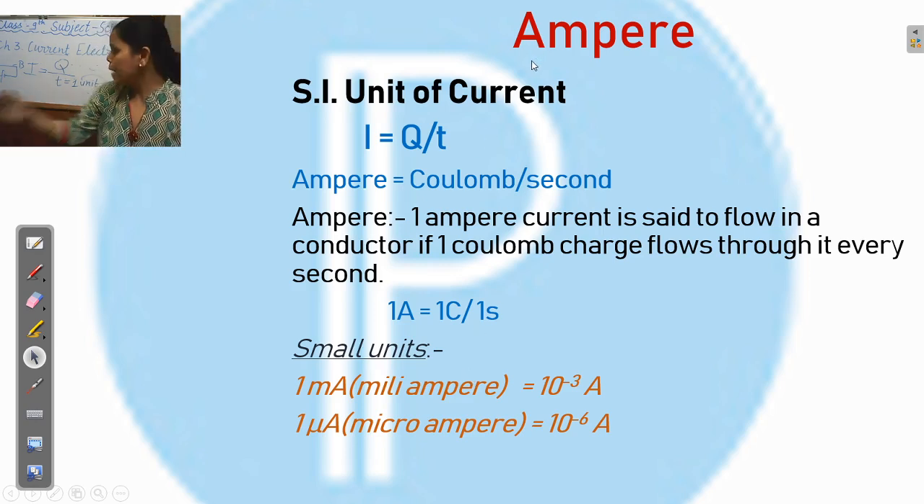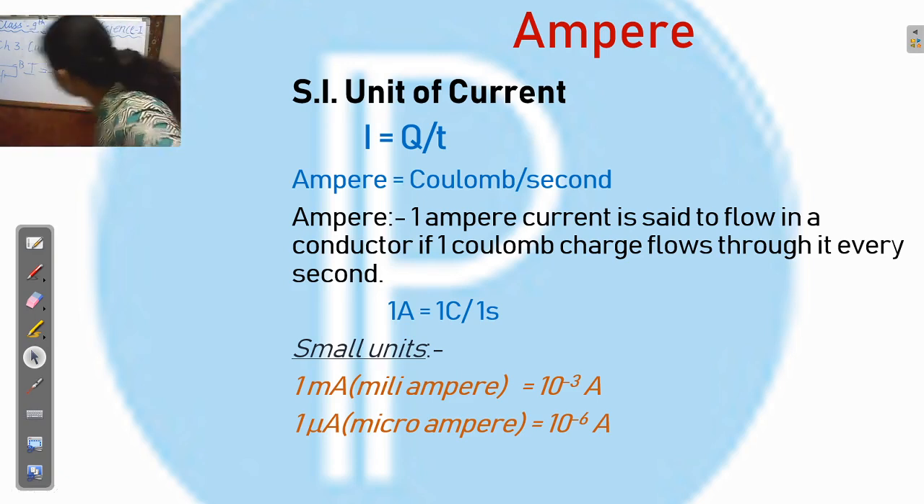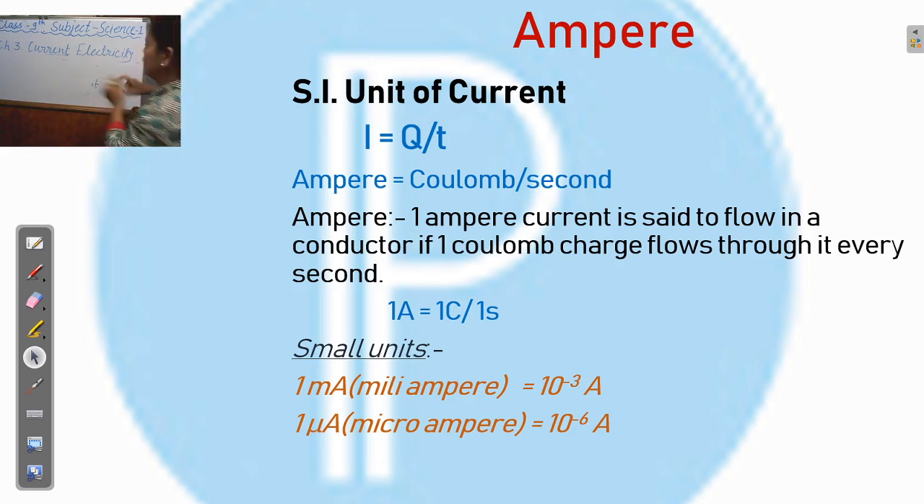Then next is the ampere. So what is the ampere? The ampere is the SI unit of current. The formula of current is I equals Q upon T, and the SI unit of current is the ampere. The SI unit of charge is the coulomb, and the SI unit of time is the second. So the SI unit of electric current, the ampere, equals coulomb upon second.